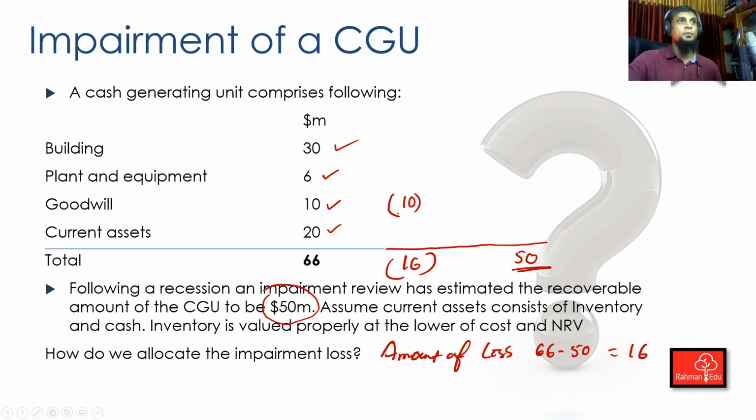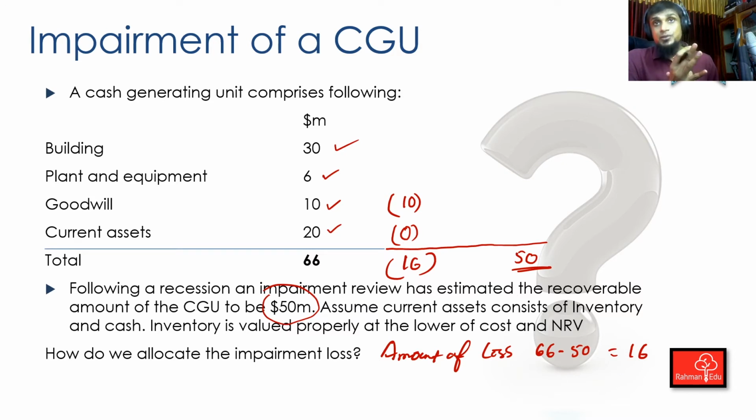Preeti said goodwill. Then my next question, where we do not put any impairment loss. Who can give me this answer? Sir, it's current asset. Thank you very much. Current asset, 0. We do not put any impairment loss in current asset.